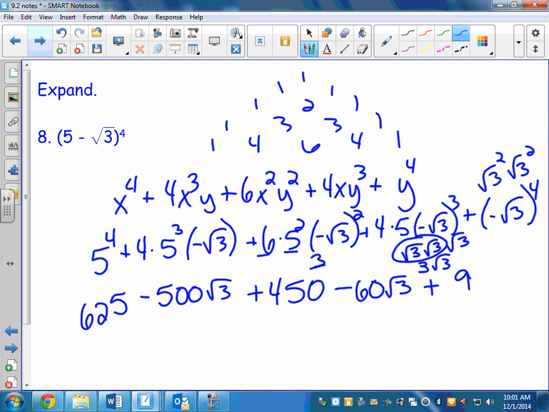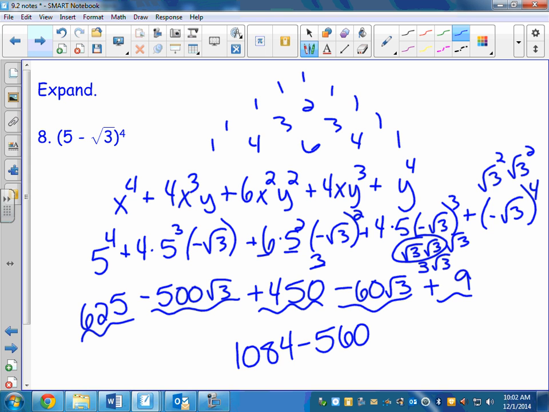Oh, look what's really cool about this. Do I have like terms I can put together? No. Oh my gosh. 625 plus 450 plus 9. 75 plus 9. 1,084. And since both of these have a radical 3 and they're both negative, that's just going to be minus 560 radical 3. How much fun was that?